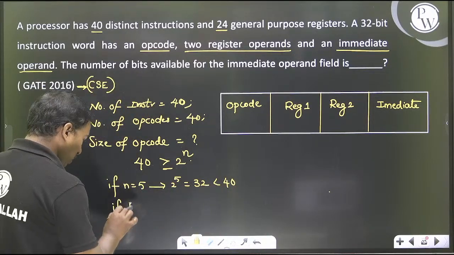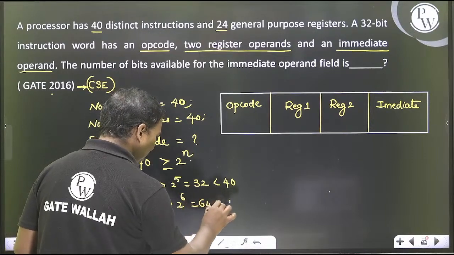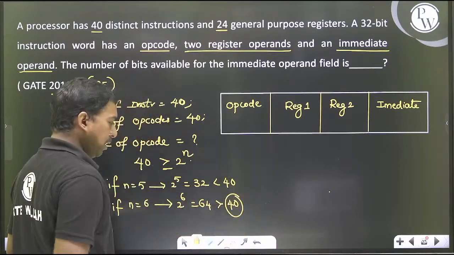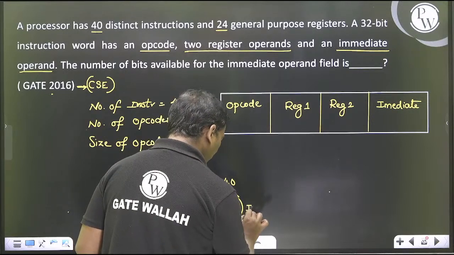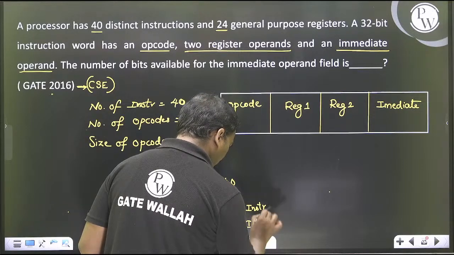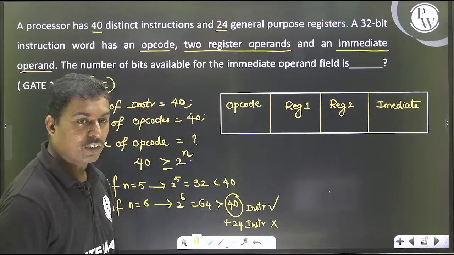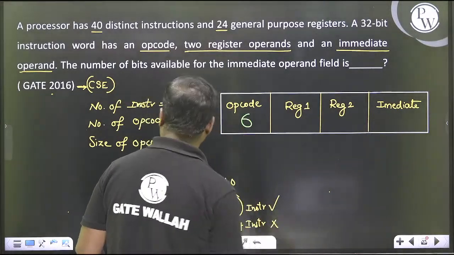Suppose n is equal to 6, 2 power 6 is 64. 64 is greater than 40. So आपको 40 तो cover हो रहा है ना. So remaining 24 instructions are unused, लेकिन 40 instructions को आप use कर सकते हैं ना. So that's why this will be 6.